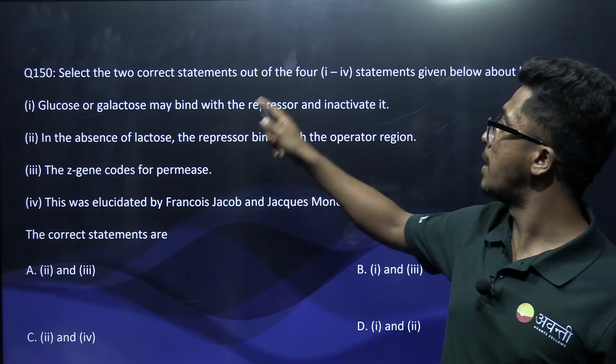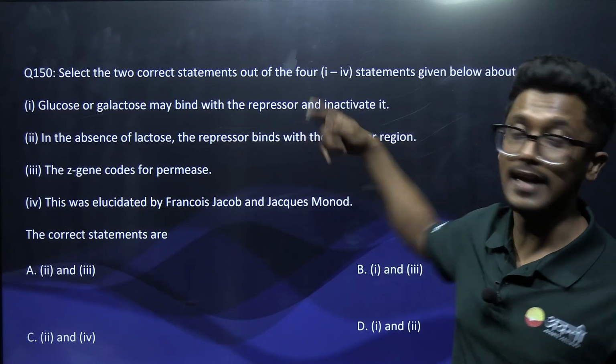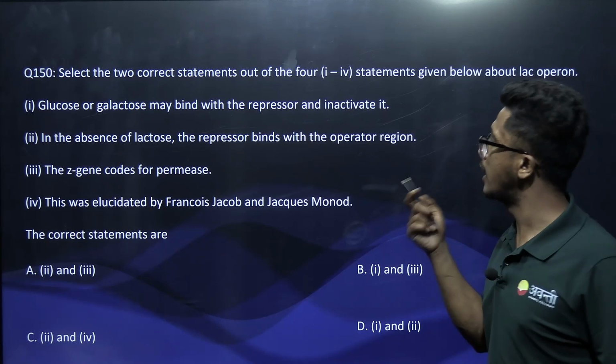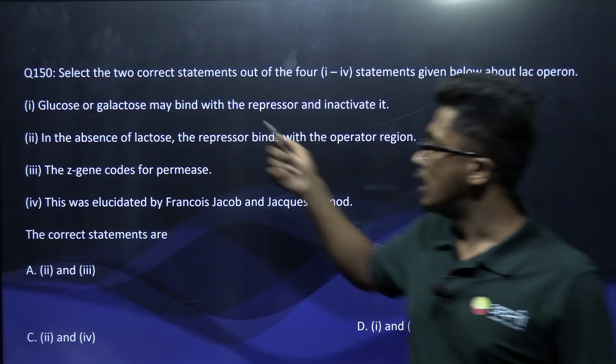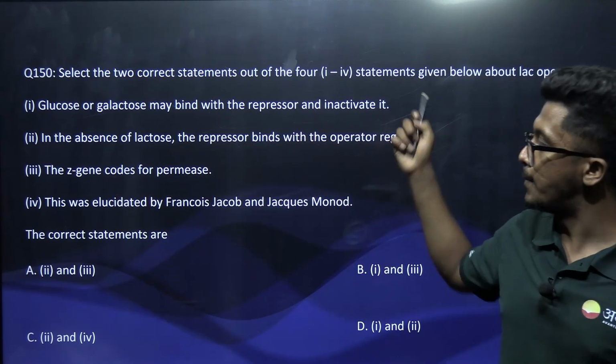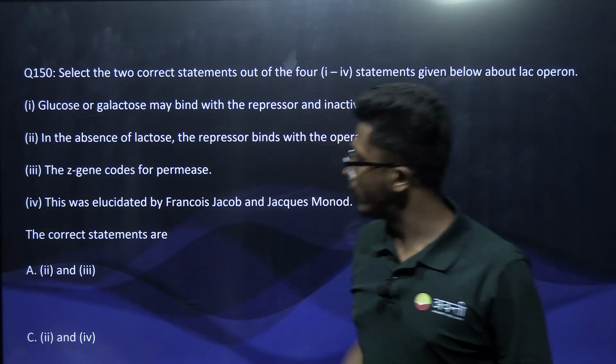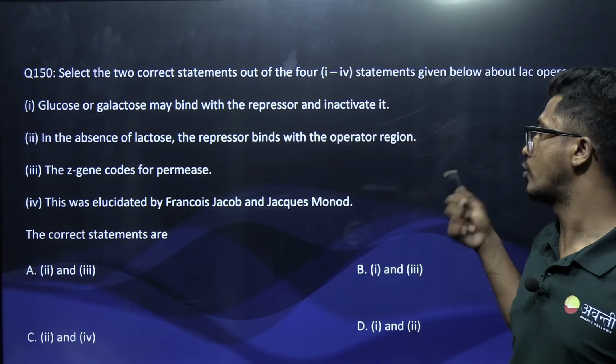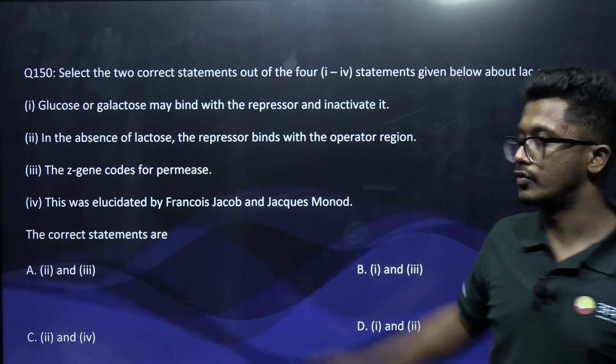Glucose or galactose may bind with the repressor and inactivate it. In the absence of lactose, the repressor binds with the operator region. The LAC-Z gene codes for permease. This was elucidated by Francois Jacob and Jacques Monod. So we have to choose the correct statements.